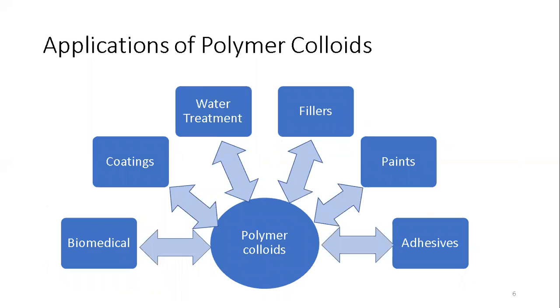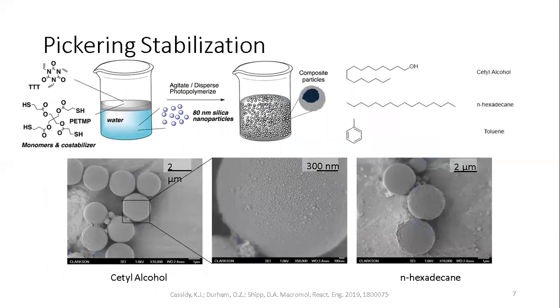So of course, why would you make polymer colloids? There's many different reasons why. There's many things where you've seen in literature, drug delivery vehicles made out of colloids. You can coat other materials, such as for scratch resistance. Water treatment, I'll be talking about a little bit. This can be used as fillers. We commonly use them as house paints and house adhesives.